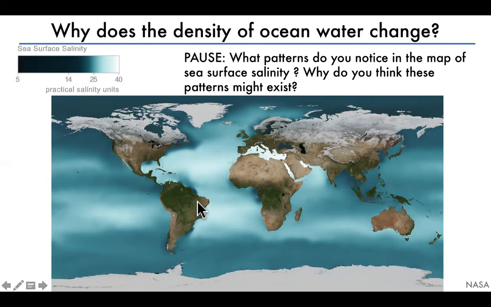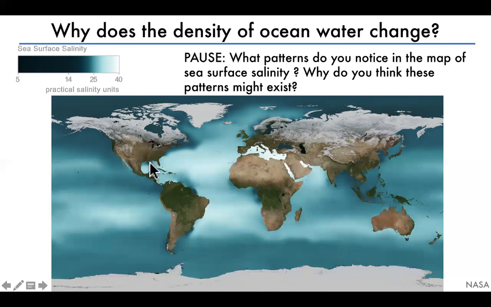One of the places I see really low salinity is right here down in South America, and that, in fact, turns out to be where the Amazon River is outflowing. If we think about that, okay, well, that makes sense. There's a huge river there. So we might be able to take that pattern and apply it to some other coastal regions.